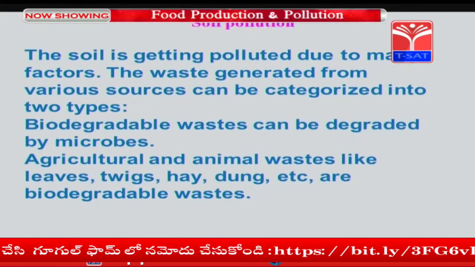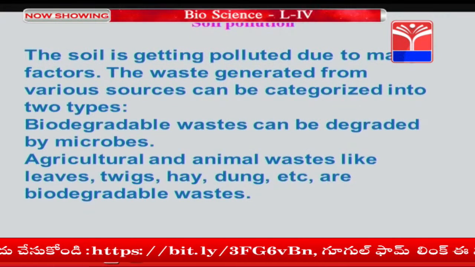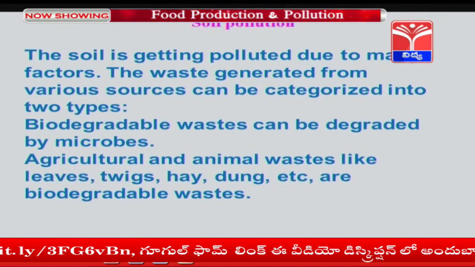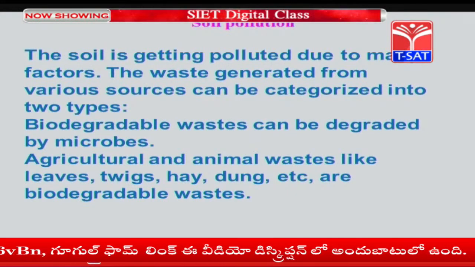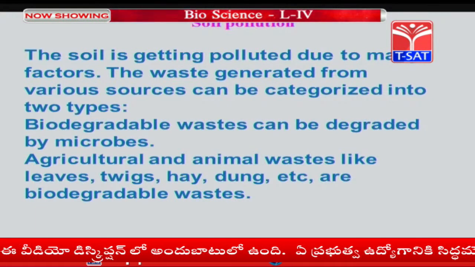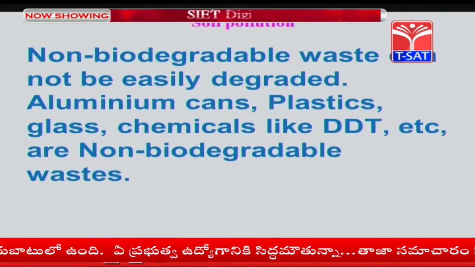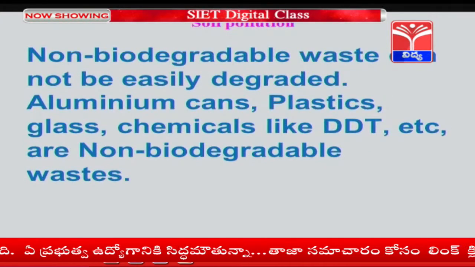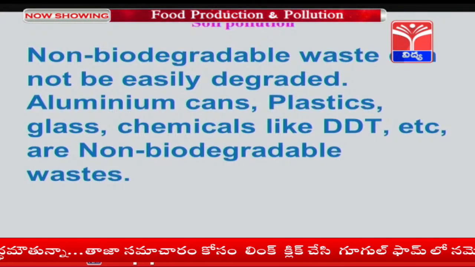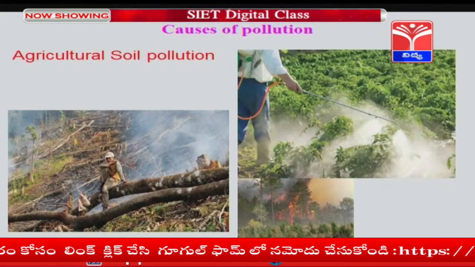Soil pollution. The soil is getting polluted due to many factors. The waste generated from various sources can be categorized into two types. Biodegradable wastes can be degraded by microbes. Agricultural and animal wastes like leaves, twigs, hay, dung, etc. are biodegradable wastes. Non-biodegradable waste cannot be easily degraded. Aluminum cans, plastics, glass, chemicals like DDT, etc. are non-biodegradable wastes.